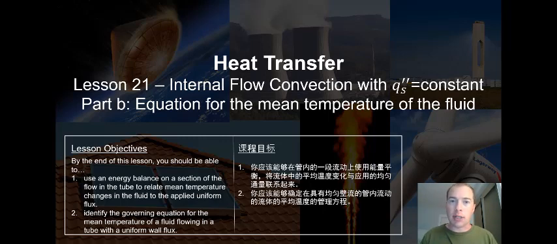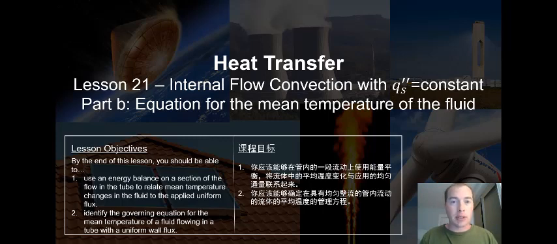In the first part of the lesson, we thought through this variation in a qualitative fashion without doing any mathematics. We only applied what we understood to be true about the physics of the heat transfer. In this lesson, we will use an energy balance on an appropriately defined control volume in order to derive an equation which will allow us to calculate the mean temperature at any location in the tube.